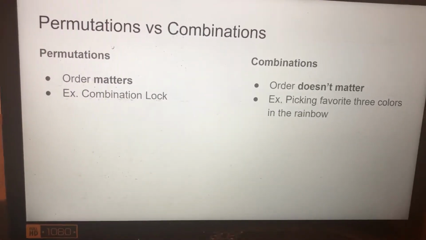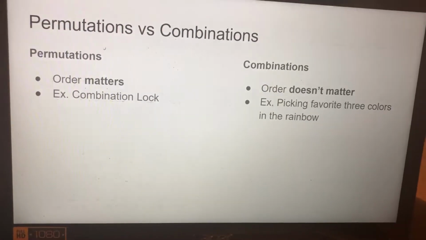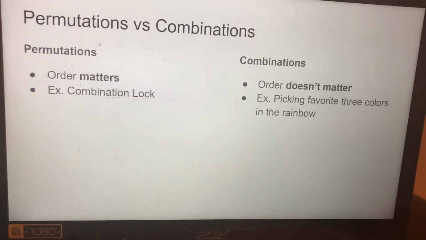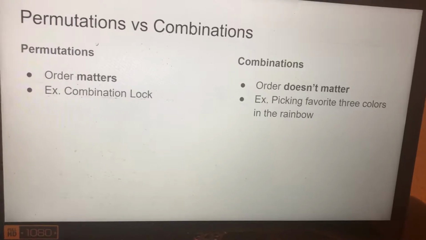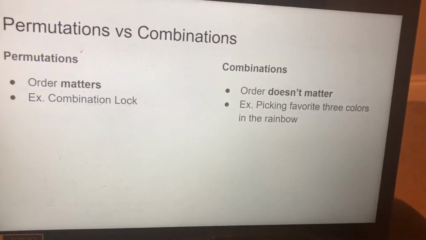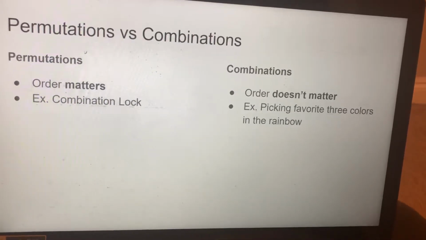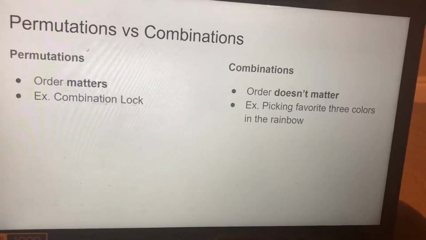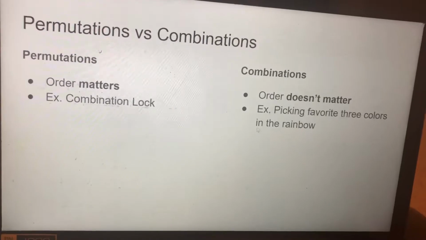An example of a permutation is a combination lock, where you pick numbers in a certain order. A combination is picking three different colors in the rainbow, since if I pick red, orange, and yellow, it is the same as picking yellow, orange, and red, and the order does not matter in the way I pick them.